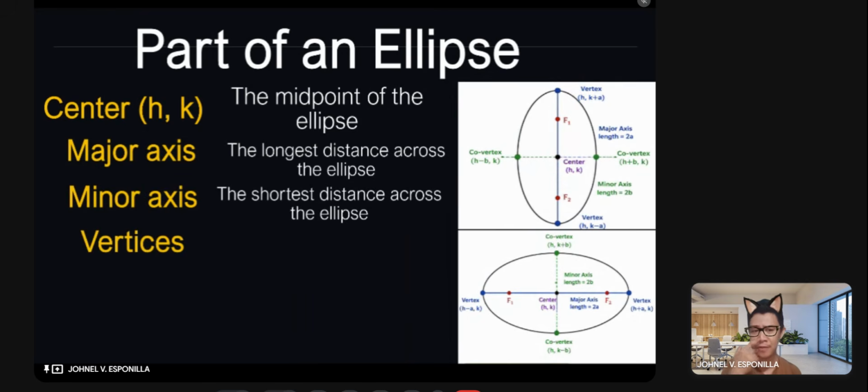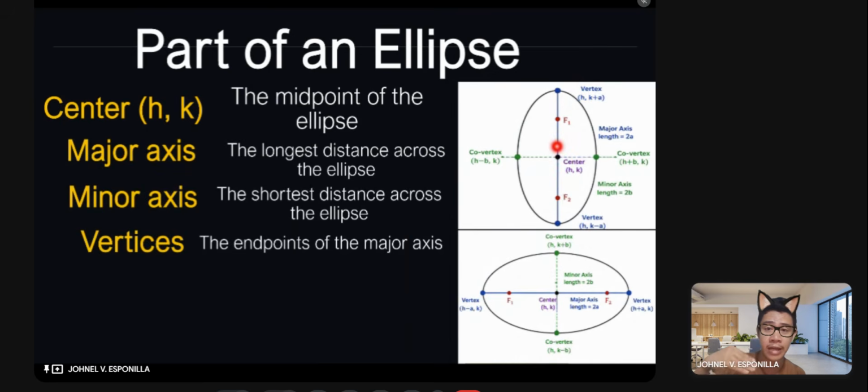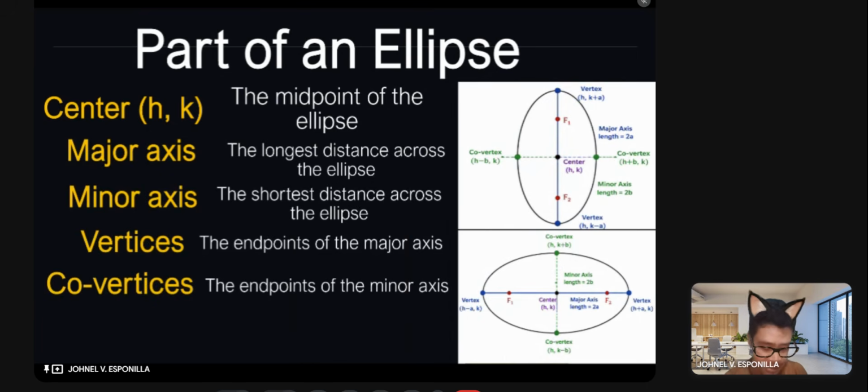We have also the vertices. So vertices is the endpoints of the major axis. Kung mapapansin natin, ito yung major axis natin, yung blue. Yung dalawang dulo po niyan ay tinatawag po nating vertices. So, plural form of vertex. Okay, so vertices for major axis. Yung dulo naman po ng minor axis, ang tawag po natin ay co-vertices. So itong green axis nakikita po sa picture, yung dulo niyan ay tinatawag nating co-vertices.